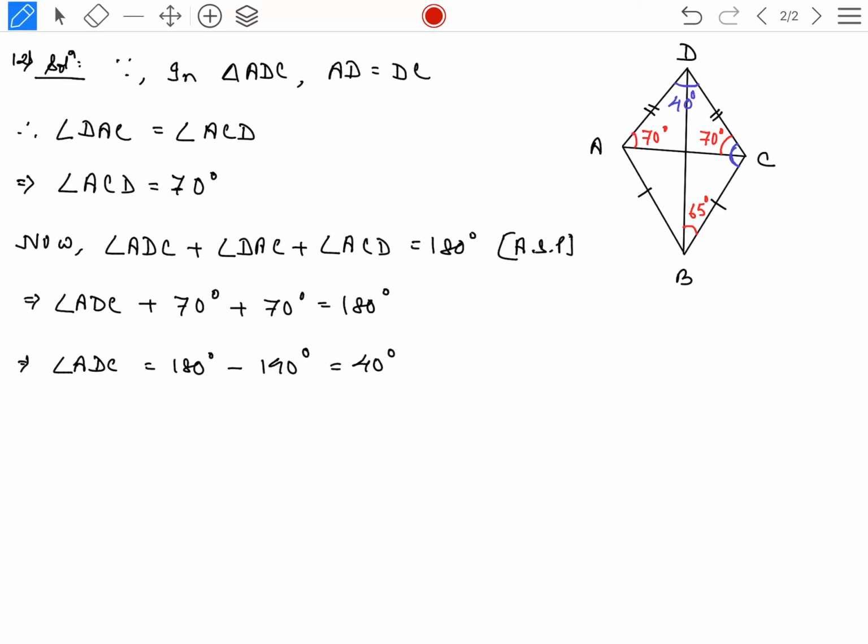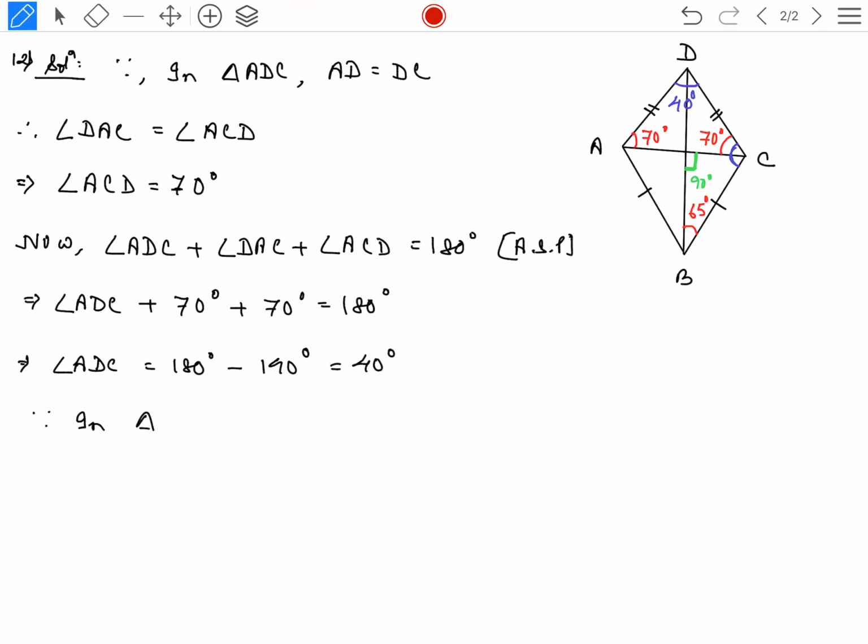Okay, so one angle we need to find, that is angle BCD. BCD angle we need to find. Okay, so how we are going to find angle BCD? See, we know that in a kite what happens? In a kite, the diagonals intersect at right angles. That means this angle will be equal to how much? 90 degree. Okay, understood? Property of a kite.